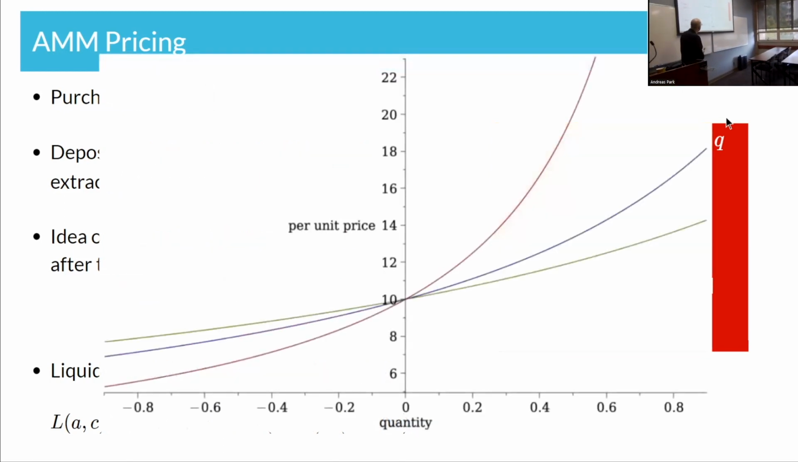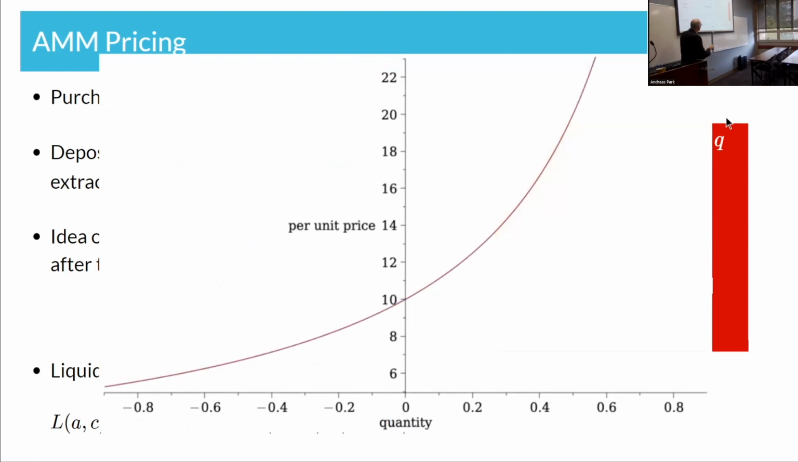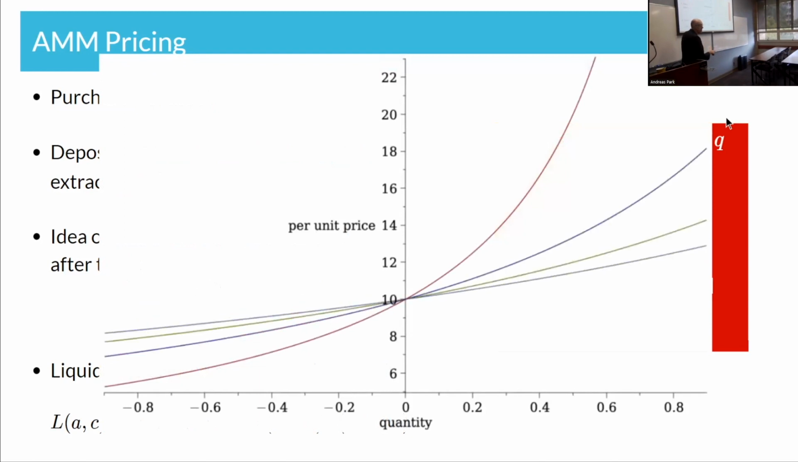Okay, and this just gives you a view of the pricing function. As you add more liquidity, this curve gets flatter, so the price impact or the average spread that you pay gets smaller. So it just behaves as you would imagine it would.